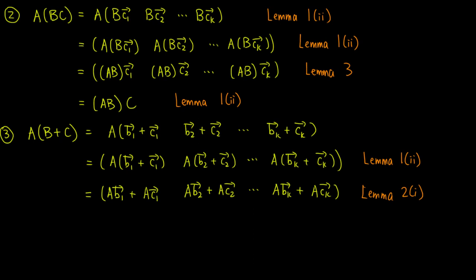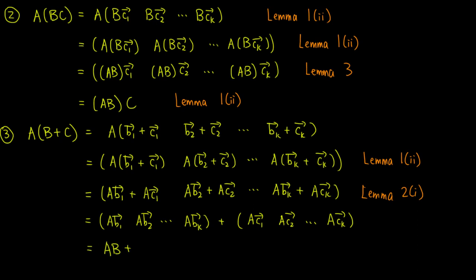We can break this off into the sum of two matrices. One has columns A times B1, A times B2, up to A times Bk. The other matrix has columns A times C1, A times C2, up to A times Ck. Using the second point of the first lemma, this equals A times B plus A times C.